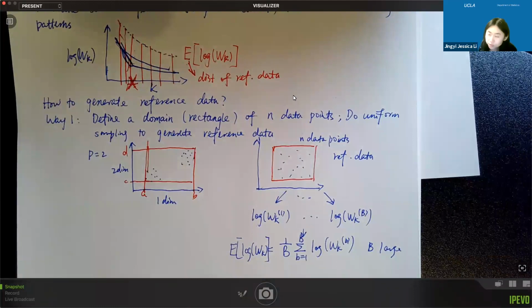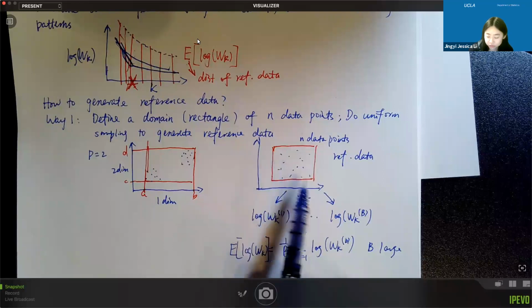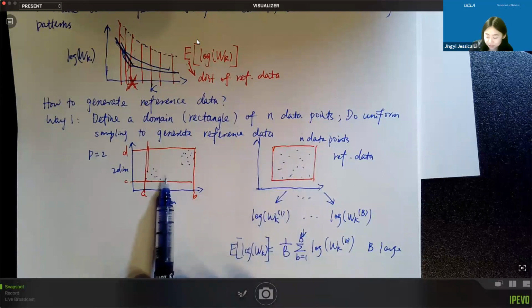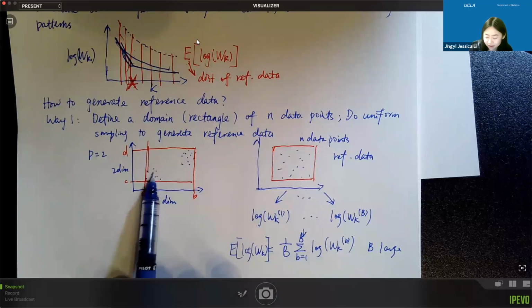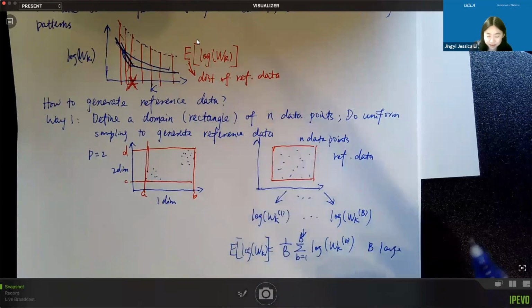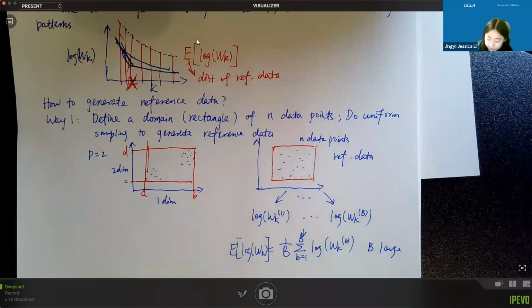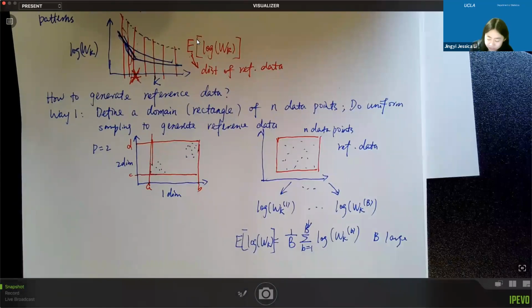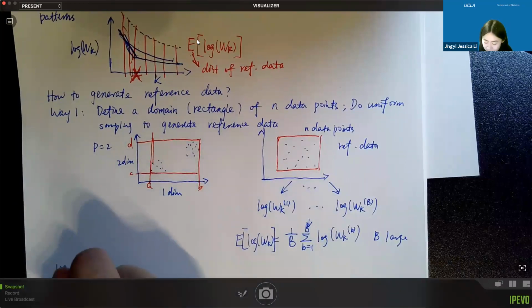Okay, so that's V1. But one issue we have here is that it's possible that the generated reference data do not resemble the real data at all, right? We see here the real data are only lying in two corners of the rectangle, but here it's everywhere. So they're not really similar. To make it more similar, the author proposed way 2, which I think is very good to know.